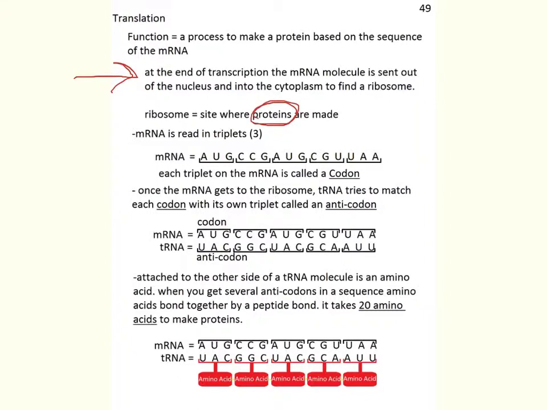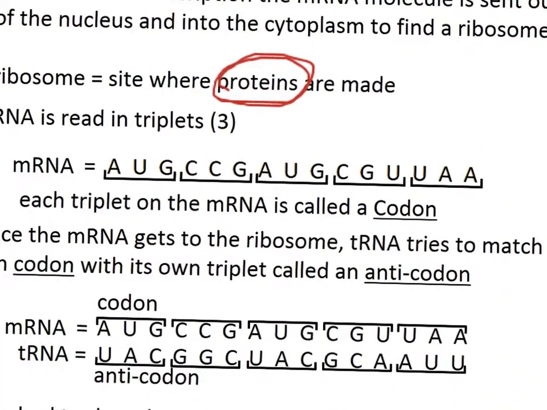I briefly mentioned this yesterday, but I really wanted to emphasize it today. I told you guys we were going to talk about it tomorrow, and here is tomorrow. Each mRNA sequence is read in triplets. Think of it like a three-letter word. So this triplet that I have here, let me zoom in on it. AUG, so that's one triplet. CCG, 2. AUG again, 3. CGU, 4. UAA, 5. Okay, 5 triplets.